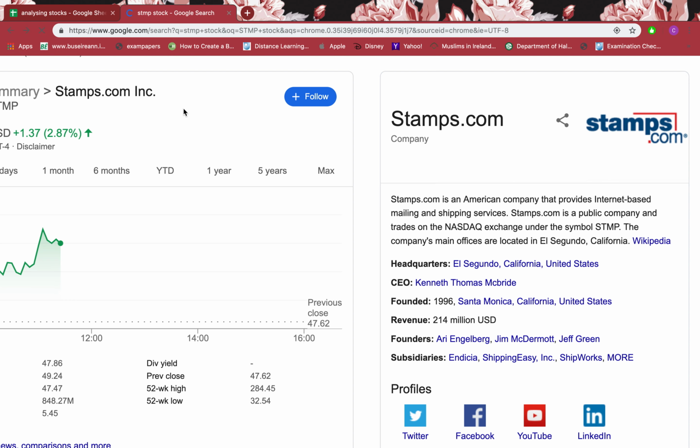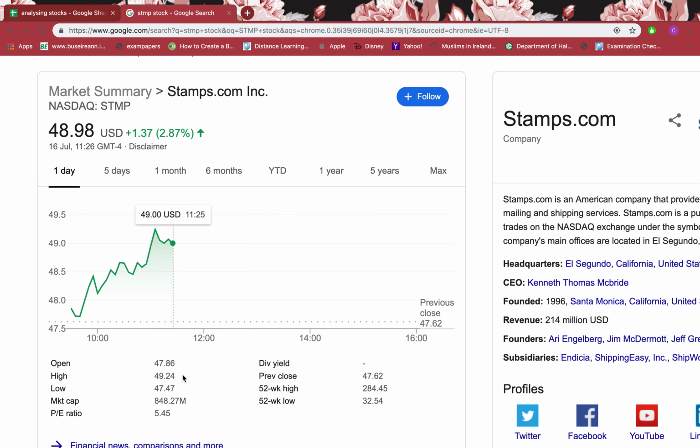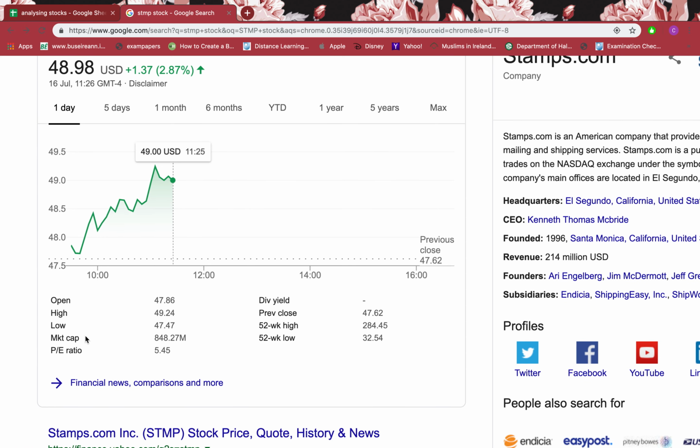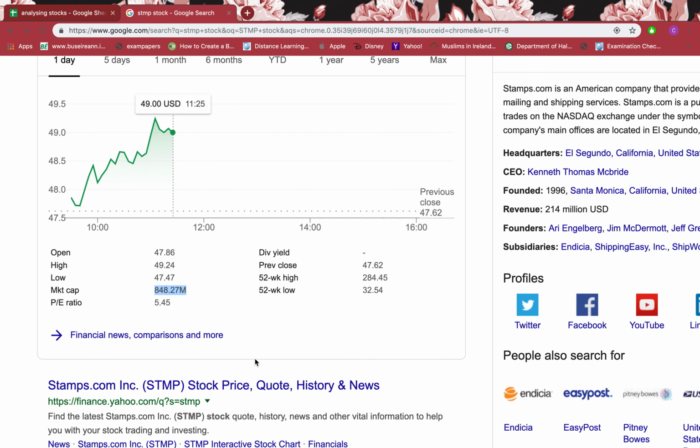And if I go back, if I want to know the market cap, or how big the company is, I can see from Google that the market cap is in millions. So it's approximately 200 million, less than a billion. So it will be a billion in future maybe. And it doesn't pay out any dividend.